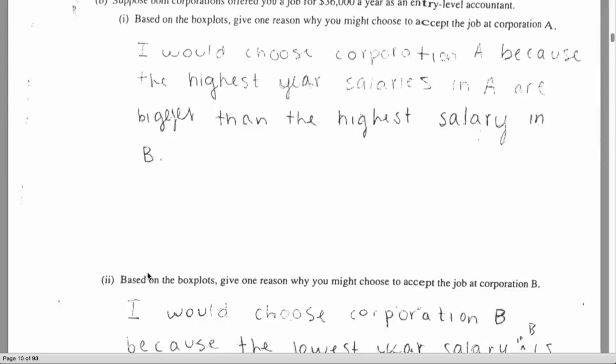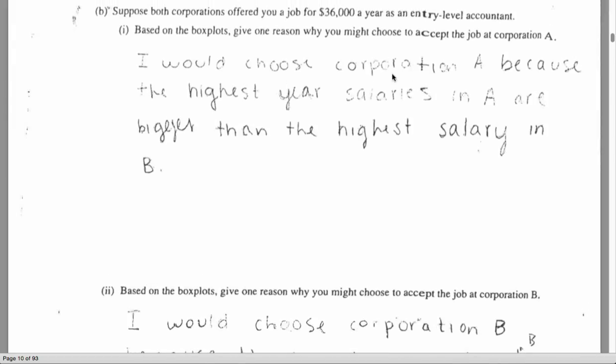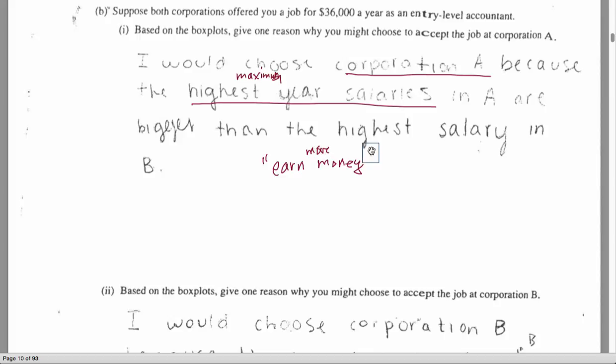In part B then, they're supposed to give a good relevant statistical reason, so they made a choice. They choose Corporation A because it has the highest salary. They're talking about the maximum, so they get credit for a relevant statistical characteristic, the maximum salary. However, they did not really go to that deeper part about an explanation of why that's relevant. Why is it relevant? Because if I could make the maximum salary, I would earn more money. At least that's possible. So earning more money is the part that they left out.